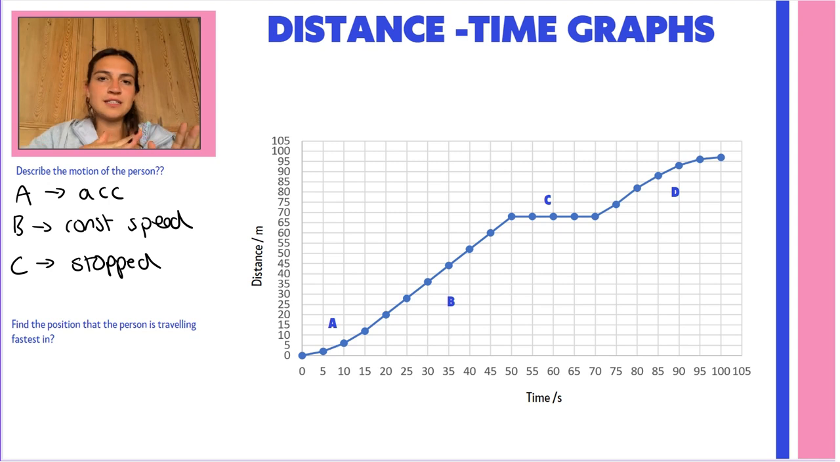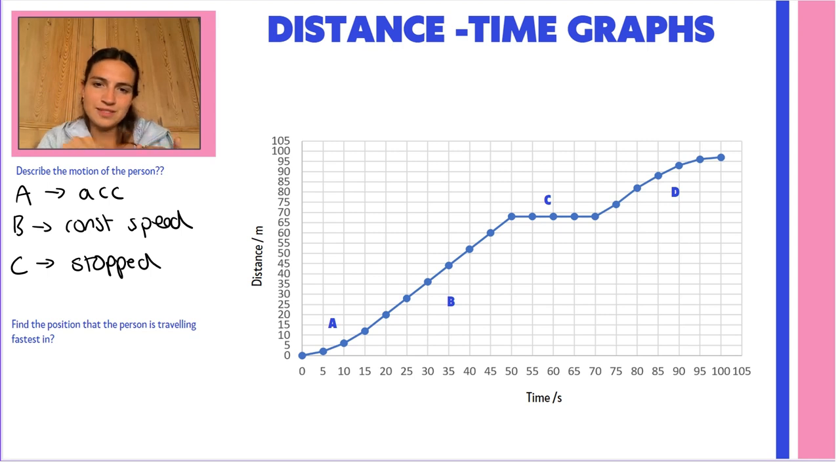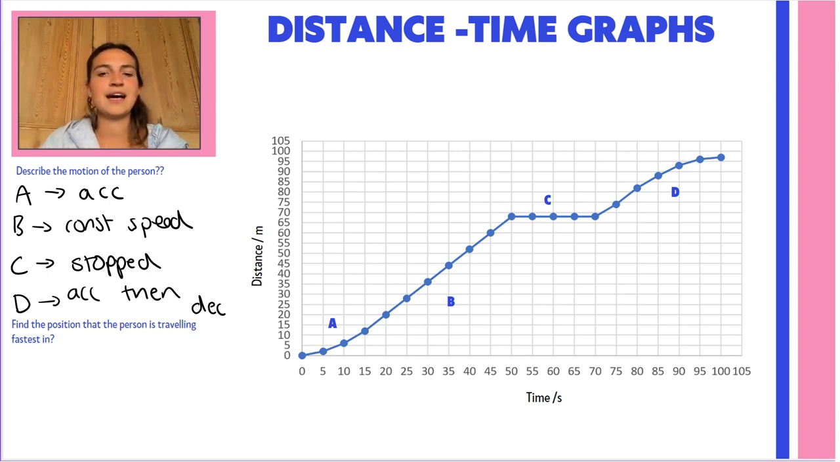Then in part D, it curves a little bit upwards and then curves that way. So in that little section between C and D, our person is accelerating, but then as the curve starts to level off again, they decelerate again. Remember that the speed on a distance time graph is all to do with the gradient. So in D, we've got that increasing gradient and then it decreases, hence the acceleration and then deceleration.